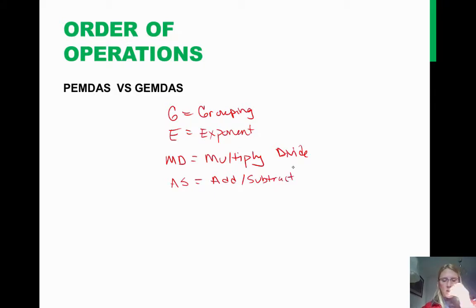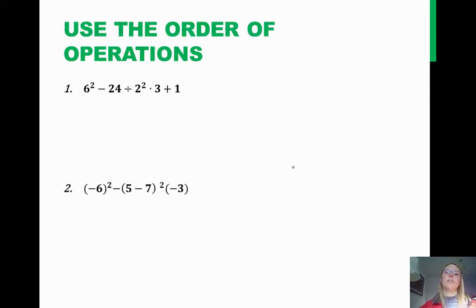So let's look at this as an example here. We have an exponent on this, so that's the first thing we want to look at. I don't see any parentheses in the first one, but we do have exponents. So I'm going to do that first. 6 squared is 36. And I'm just going to rewrite this. And then we also have 2 squared, which is 4.